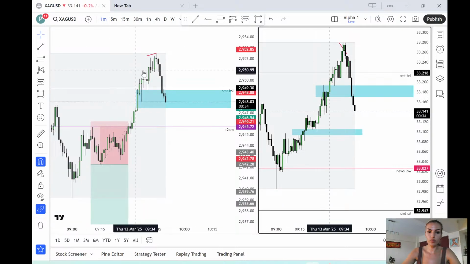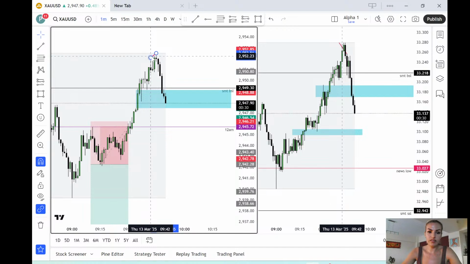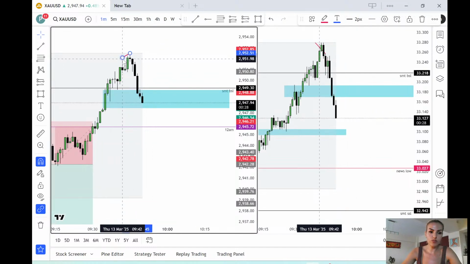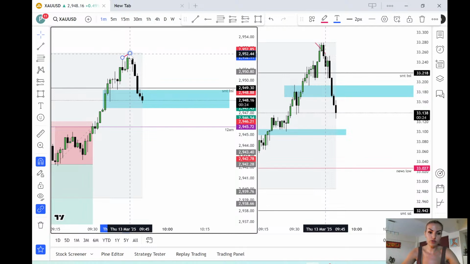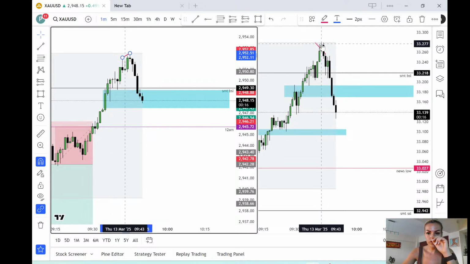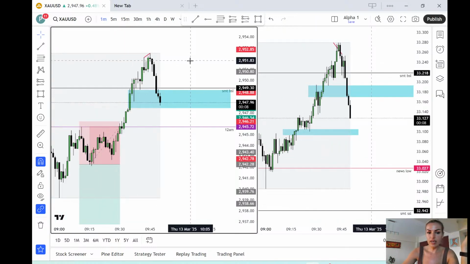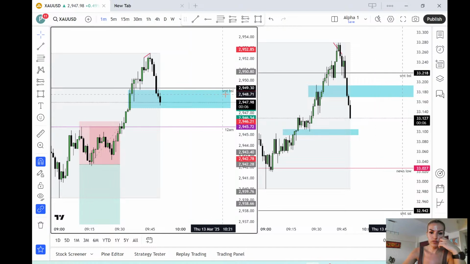Not even on the 1 minute, because I don't see swing highs like, okay, this is a swing high on gold and on silver. This is another swing high on gold, but I don't have other swing highs here on silver. There's just this swing high, and that's it. So I have 2 swing highs on gold and only 1 on silver, whatever. But yeah, price might actually start to go down.